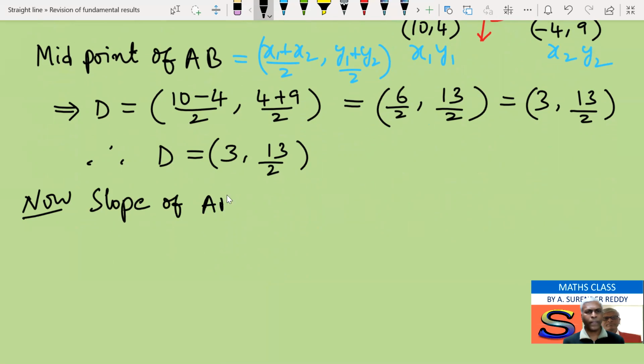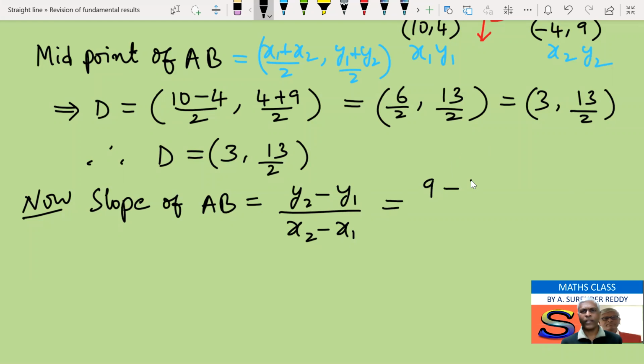Slope of AB, where the formula is y2 minus y1 by x2 minus x1. Here 9 minus 4 by minus 4 minus 10. 9 minus 4 is 5, by minus 14. This is the slope of AB.